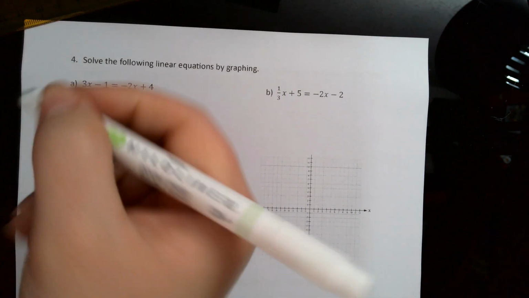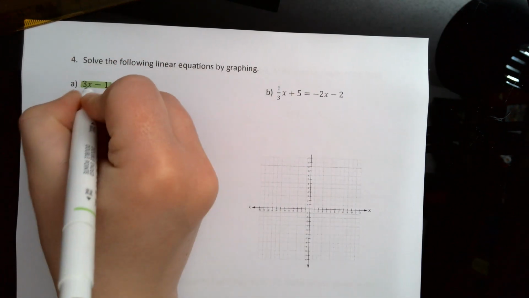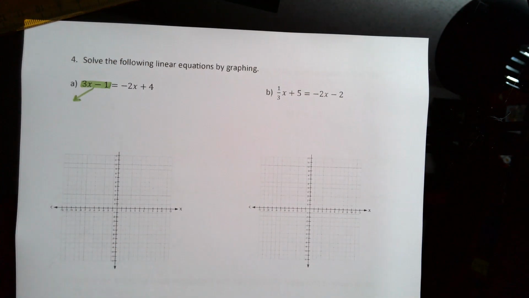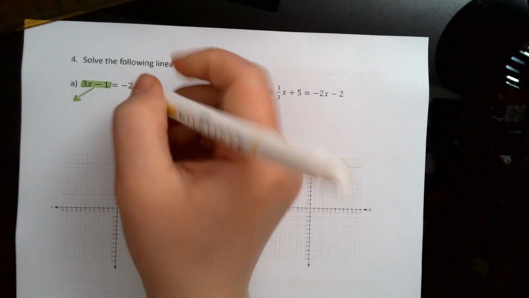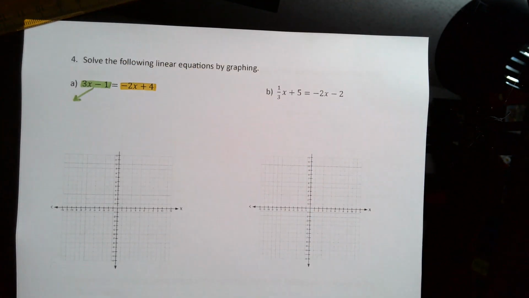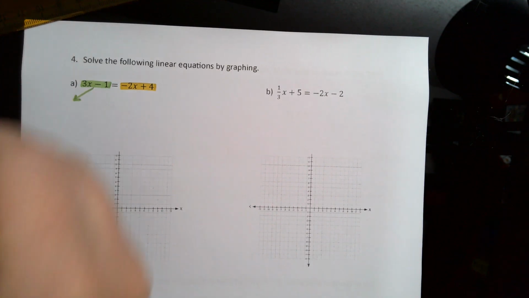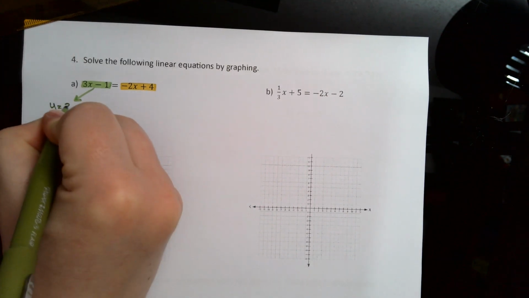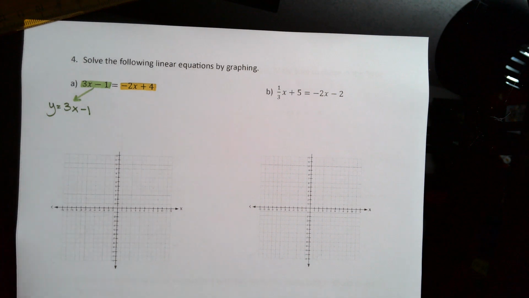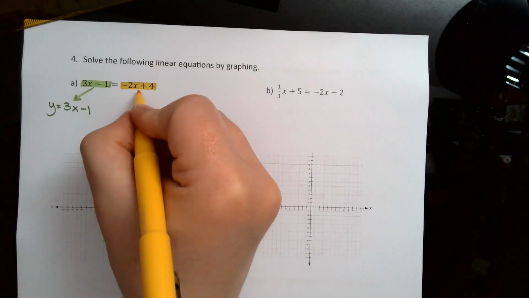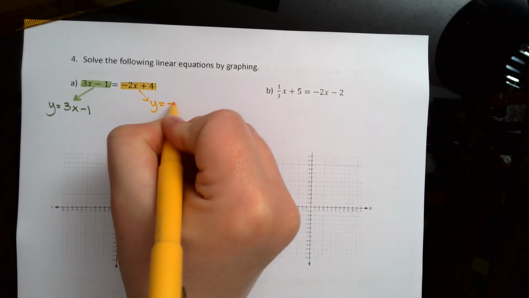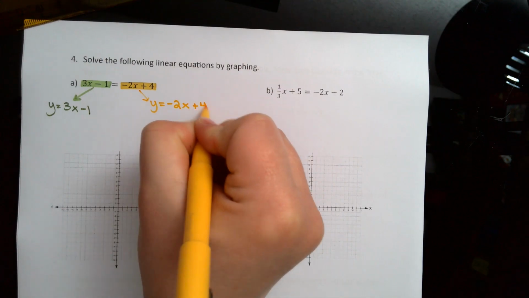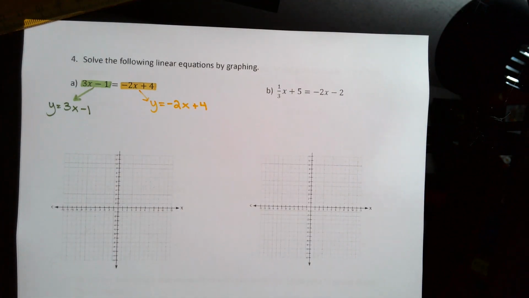So we're going to pick up the first section. We're going to pick up that second section, and we're going to separate them with an equals, right? That equals we're going to remove. And then we're going to write this as y equals 3x minus 1. And the other one is going to be its own y equals -2x plus 4. And that's it. And now you're ready to graph.